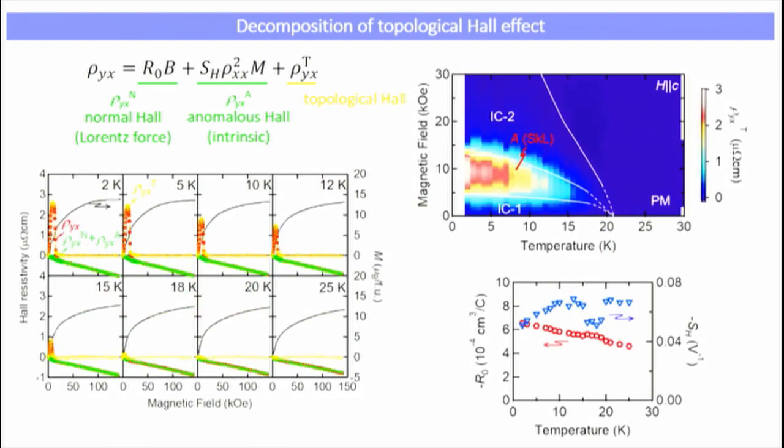So we took the data and performed the analysis for different temperatures and found that we successfully performed the analysis in all temperature regions. This is a color plot of the whole decomposed Hall resistivity. It shows that the signal exists exclusively around the A phase region.